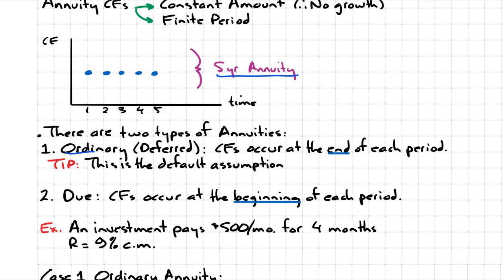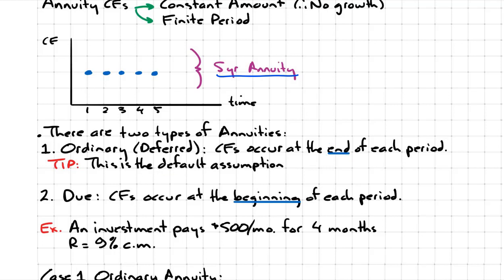The first one is an ordinary or deferred annuity. And in this instance, the cash flows occur at the end of each period. Now, tip, this would be the default assumption for an annuity. So if you're told that there's an investment that's exhibiting an annuity pattern, the default assumption is that these cash flows are occurring at the end of each year.